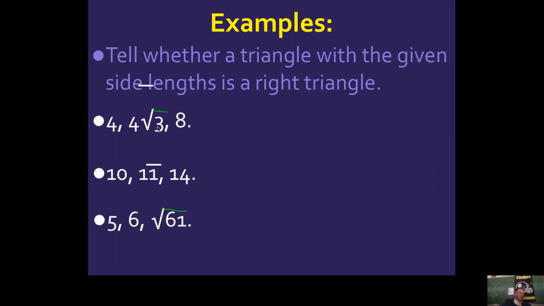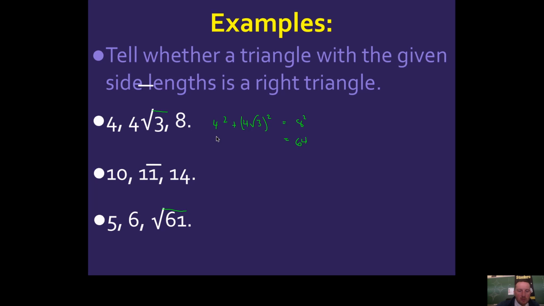4 square roots of 3. Square root of 3 is less than the square root of 4, and the square root of 4 is 2. 4 times 2 is 8. So 4 times the square root of 3 is going to be a little bit less than 8. This is your biggest side. If you're not sure, type it in the calculator. 4 squared plus 4 square roots of 3, that whole thing squared. Does that equal 8 squared?